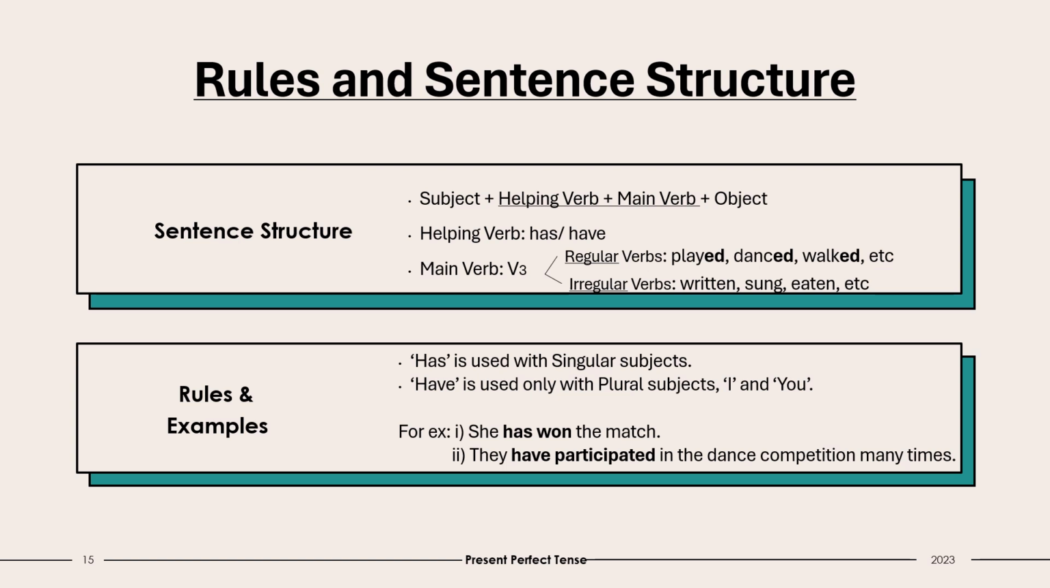So you will have to go through these verbs once and you will have to learn their forms. What is the first form, second form and third form? Let's look at some examples now. She has won the match. So she is a singular subject. That is why we have used the helping verb has, which ends with s. Then won is the main verb, which is the third form of the verb win. So win, won, won. So won is the third form of the verb. She has won the match.